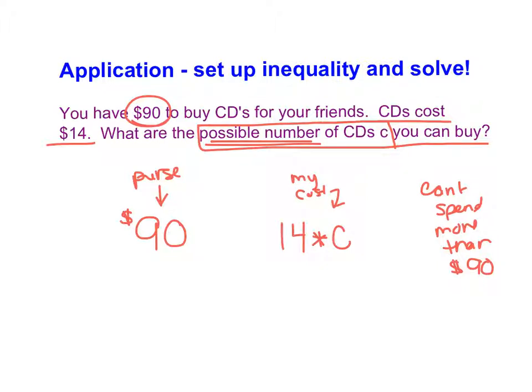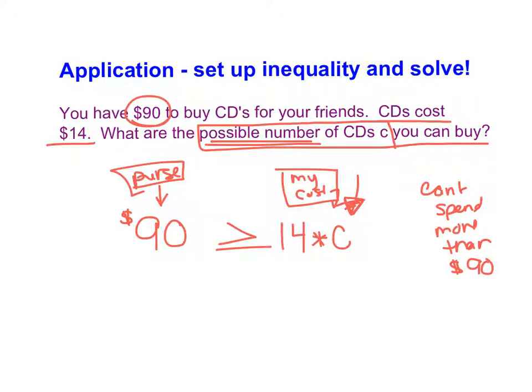So I need to put an inequality in here, and by thinking it through, I think, well, my cost, which is this right-hand side here, needs to be less than or equal to the $90 that's currently in my purse. I can spend $90, but I could spend less than $90. Whatever it is, this right-hand side of the equation can't go over $90 because I will run out of money, and 14 times C is my cost.